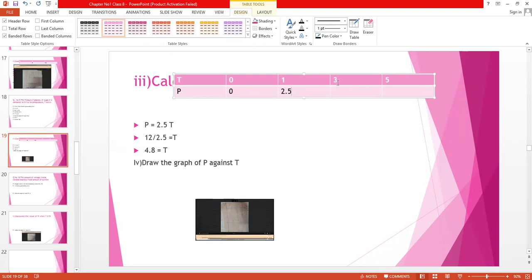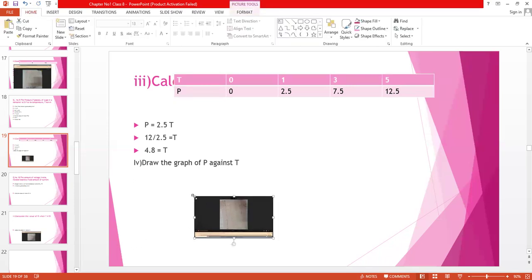Similarly, when T is equal to 3, I have to multiply 2.5 by 3, so it is equal to 7.5. Similarly, for 5, it is equal to 12.5. So all these changes occur according to this 2.5. The change occurs when T is equal to 3, the change in P is 2.5 times T. Similarly, when T is equal to 5, the change is 2.5 times the value of P. Clear?